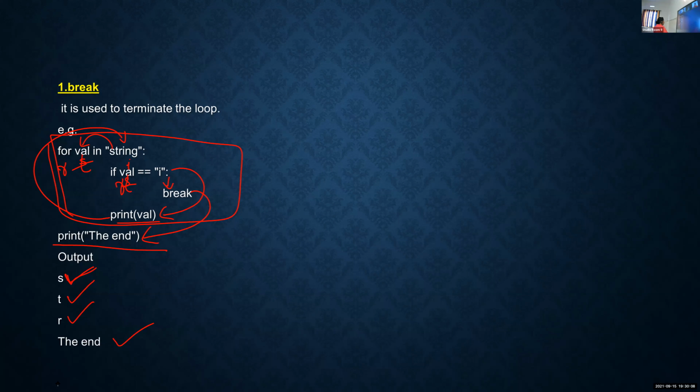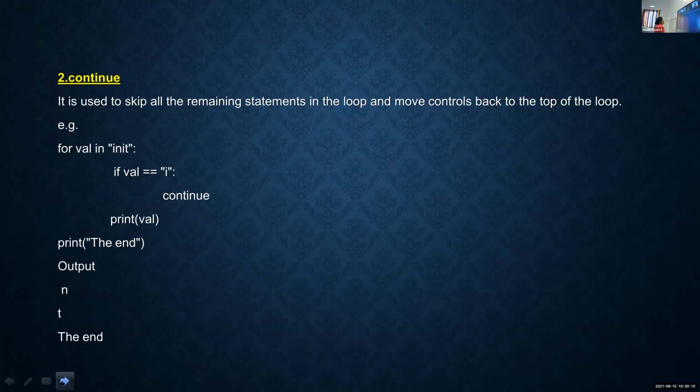So the next jump statement after break is continue. Just like the word meaning, break means it will just break, and continue means it will continue. It is used to skip all the remaining statements in the loop and move control back to the top of the loop.